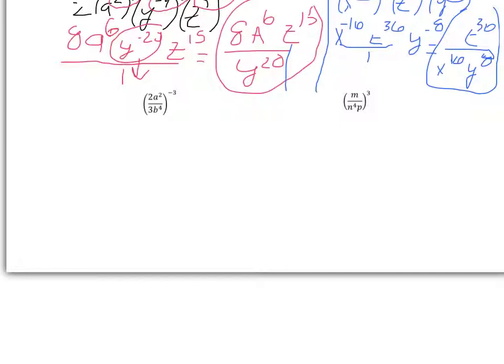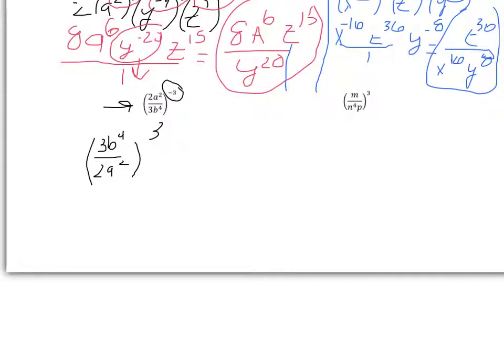So here, a couple things. We have a negative 3. So one thing we can do is make this a positive 3. Now, when we make this a positive 3, what we really do is flip everything on the inside, because negatives move things across the division bar. So we can say this is 3b to the 4th over 2a squared.